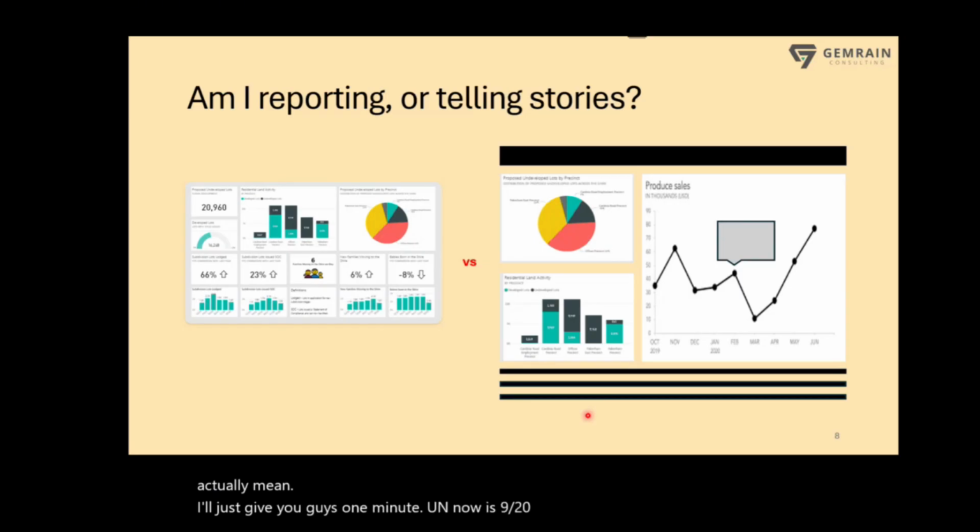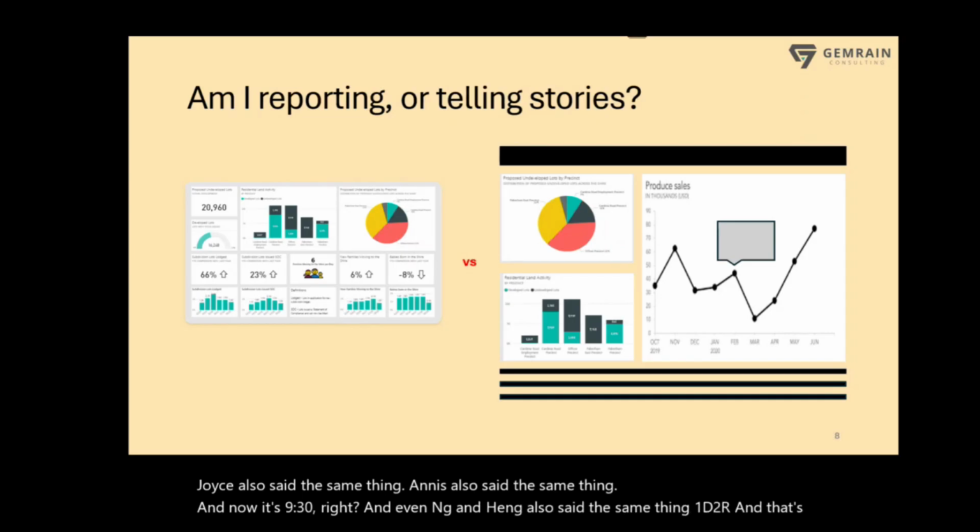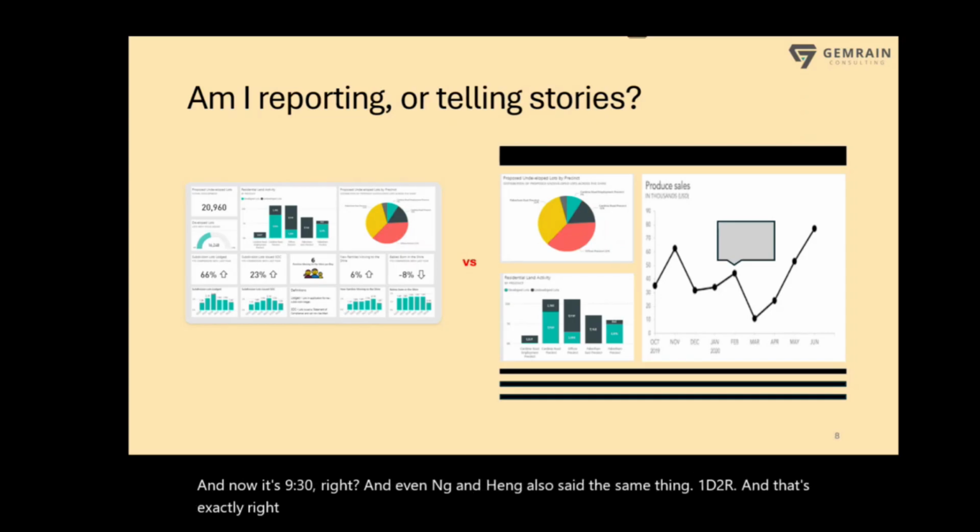Shamsul says 1D and 2R, all right? Joyce also said the same thing. Anis also said the same thing. And now it's 9:30. Right. And Heng also said the same thing, 1D, 2R, and that's exactly right. Even Go also got it right, 1D, 2R, right?